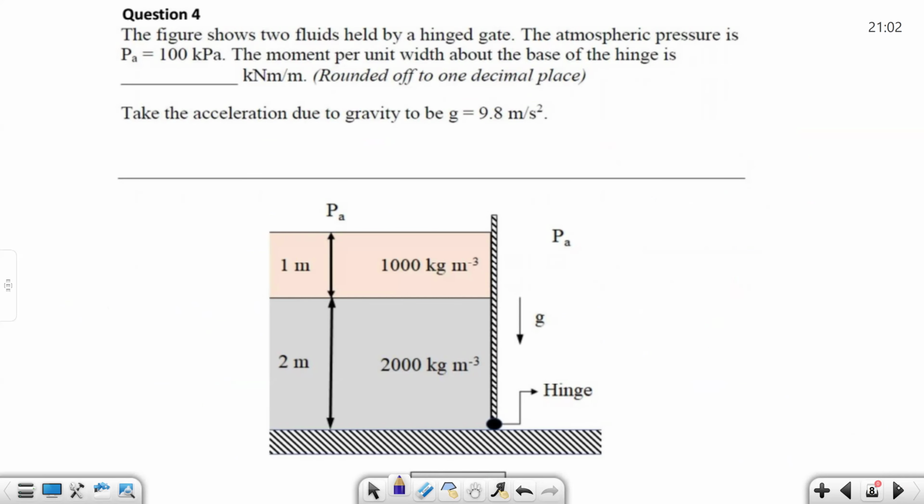Now here one thing you need to understand, you have a fluid, and the pressure distribution is going to be something like this. When the pressure distribution is like this, if the height is h, the resultant force will be acting at 2 by 3 h. So this is the thing.